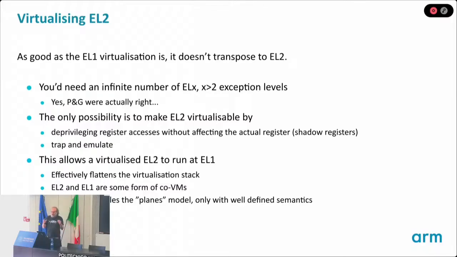So the only possibility to actually make EL2 virtualizable is to allow it to run at the same exception level as the virtualization we already have, virtualizing EL1. So we have to be able to deprivilege it, pretend that it has access to some registers it doesn't really have access to, and either have shadow registers or be able to do trap and emulation. So effectively, the virtualized EL2 runs at EL1, so that flattens the virtualization stack.